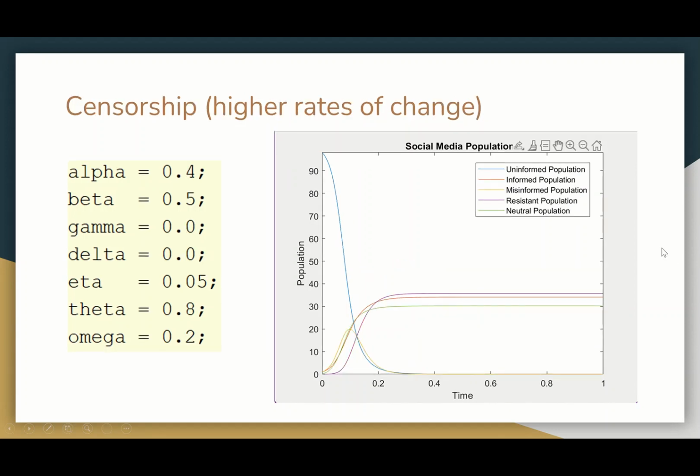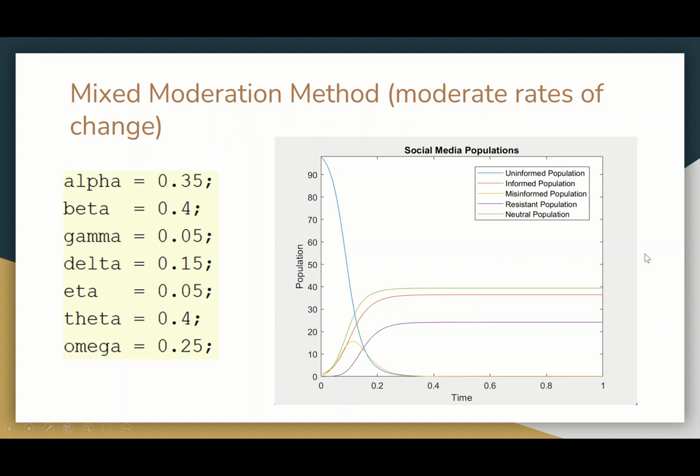For censorship, we turned up most of the rates, and we especially decided that it would encourage the majority of misinformed people to join the resistant group, so theta is 0.8, which is very high. It turned out that the resistant population has about the same amount of people as the informed population, at about 35%, and the remaining 30% is comprised of the neutral population.